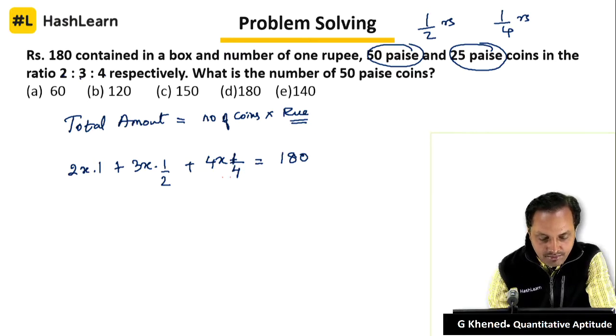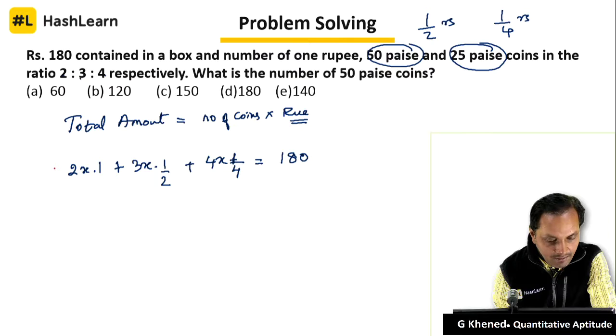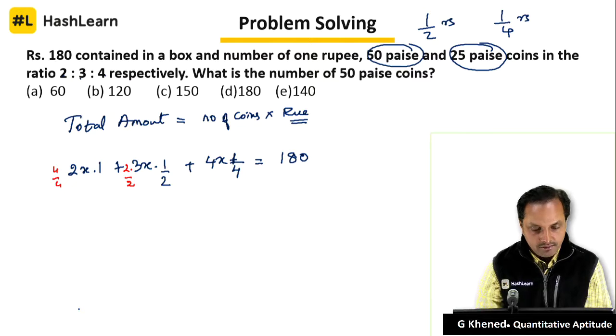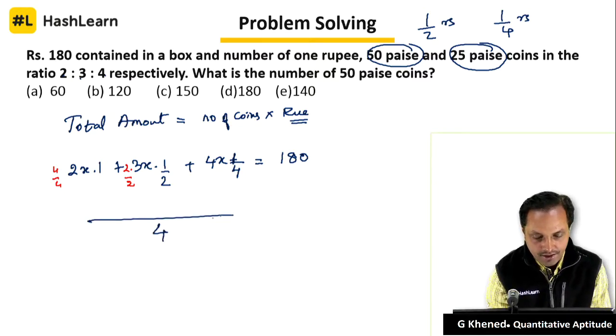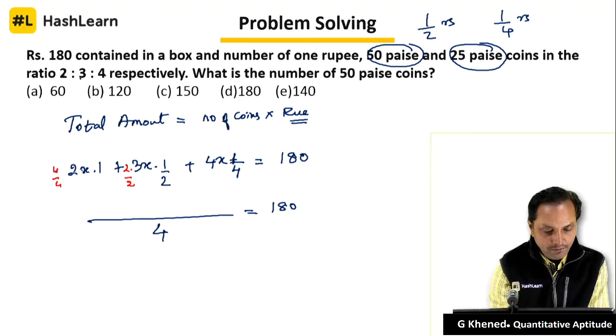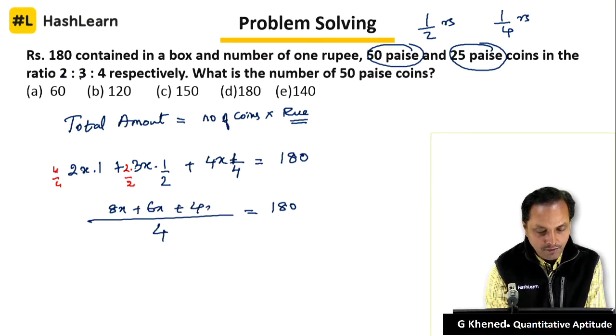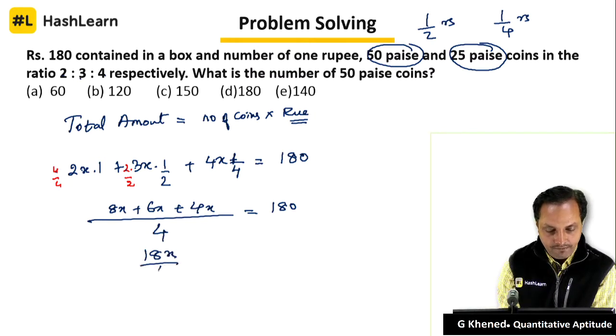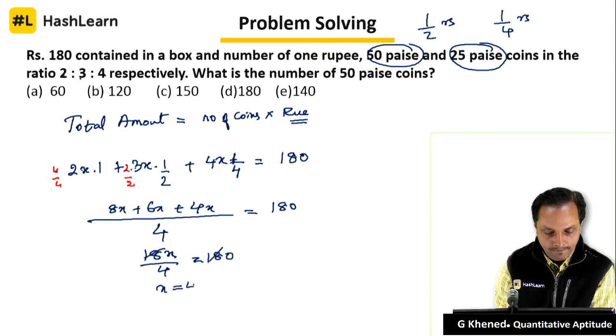See, don't disturb the denominator. 4 is the LCM. You can multiply with 4 and divide with 4. Here you can multiply with 2 and divide with 2. Once you do that, the denominator part will be 4 is equal to 180. Just multiply the numerator. 4 into 2 is 8x, 3 twos are 6x, 4x. So 18x in the numerator by 4 is equal to 180. You can cancel 18 with 18, x is equal to 40.